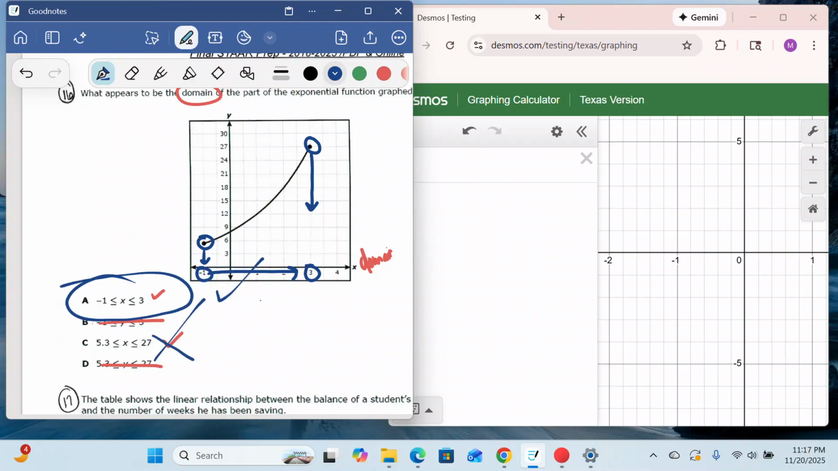Of course, this one is wrong due to the fact that they're actually telling you about range. We're not looking for range. Remember, the key word is x for domain.